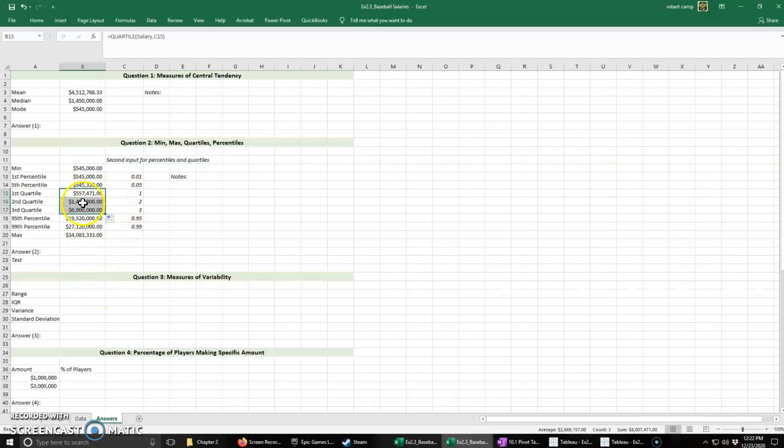So the second quartile, or the 50th percentile, means that 50% of all the salaries are below 101.4 million. Notice it's the exact same as the mean.